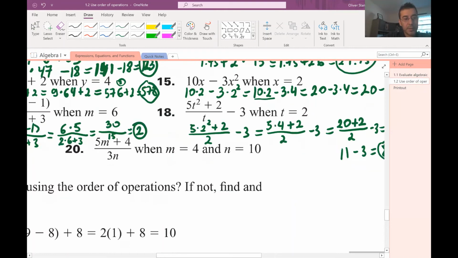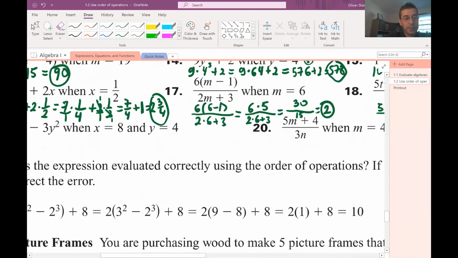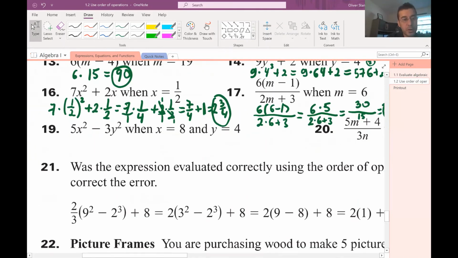Number 19, we have an expression with 2 unknowns, in this case x and y. They're given to us, so we have to substitute them. We substitute 8 for x, so this becomes 5 times 8 squared, minus 3 times y, which is 4, so 4 squared.